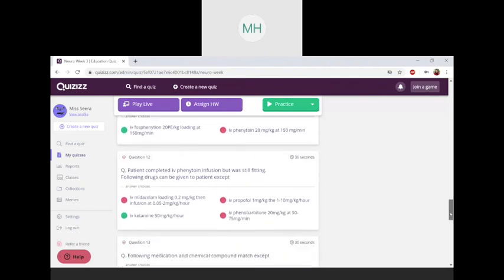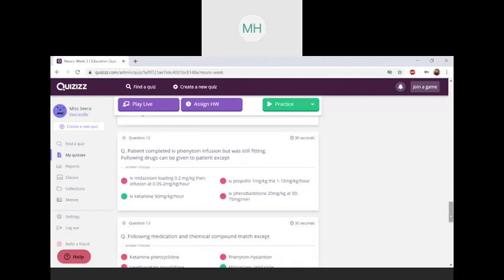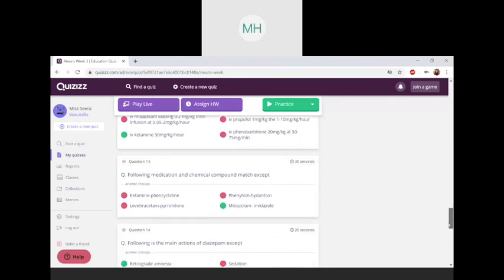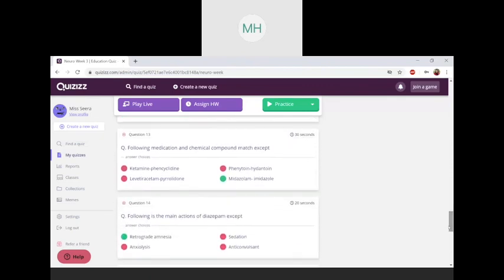Next, the patient completed the IV phenytoin infusion but was still fitting. You can give the following drugs, all of them except ketamine, which should be run at 5 mg per kg per hour, not 50 mg per kg per hour. The following medications and chemical compounds match, except midazolam. Your compound is imidobenzodiazepine, and imidazole is actually for metronidazole.